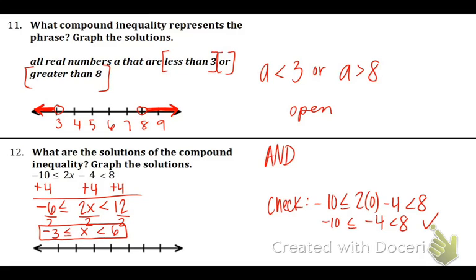Now we want to graph this, so we're going to have a closed circle on the -3 and an open circle on the +6. And we're going to shade between. I counted up by 2, so you can do the same if you like.